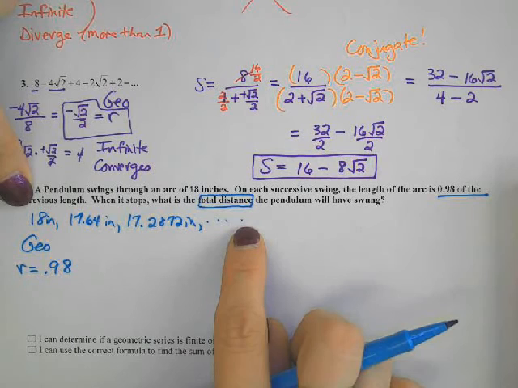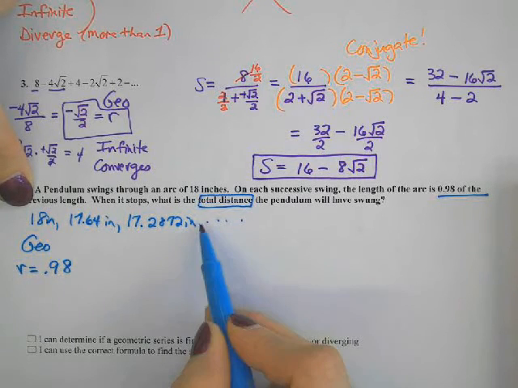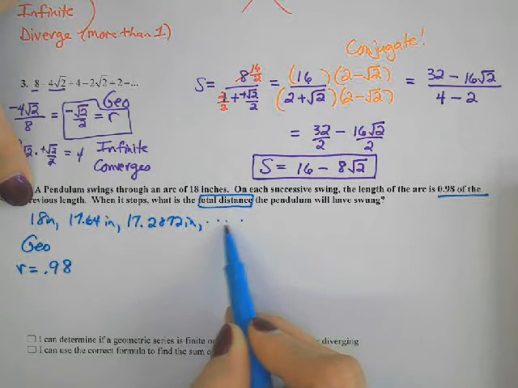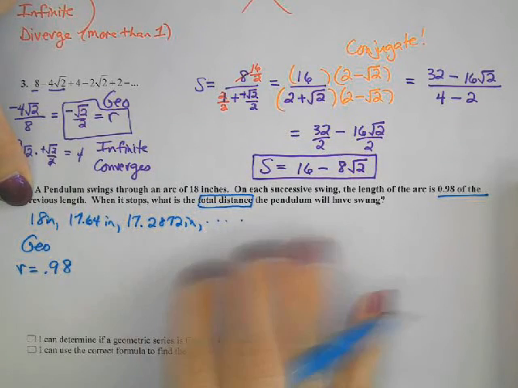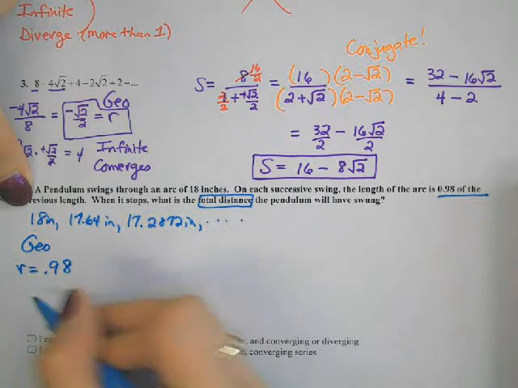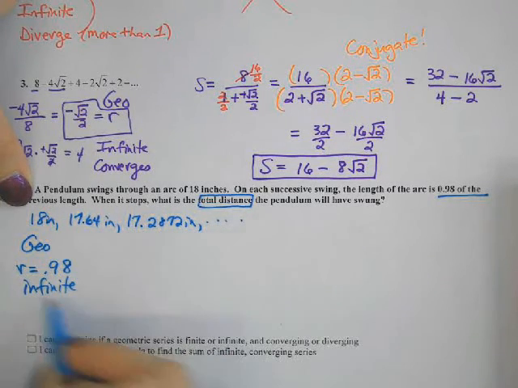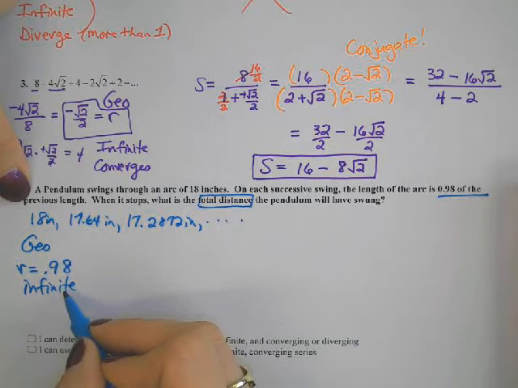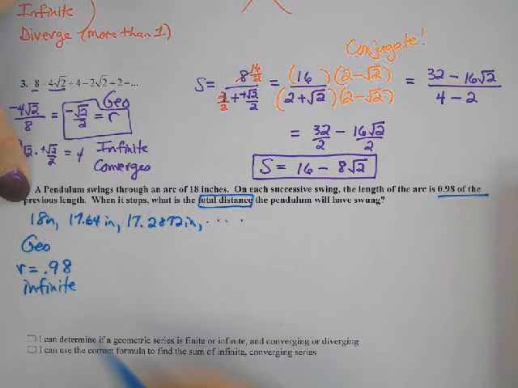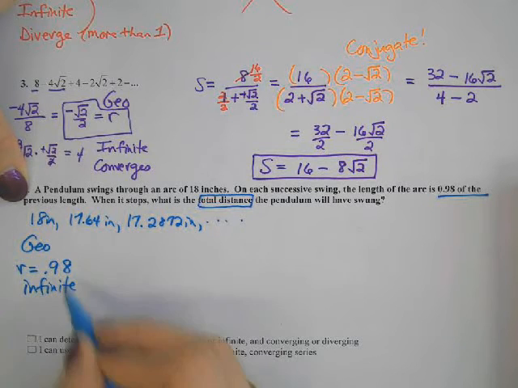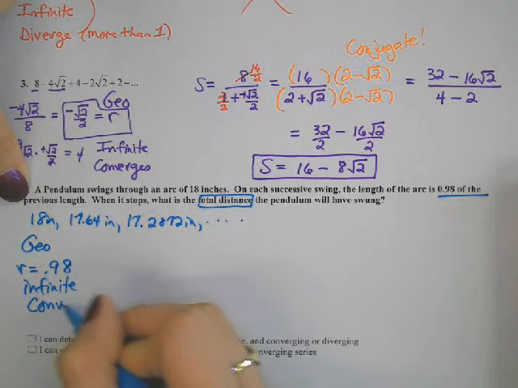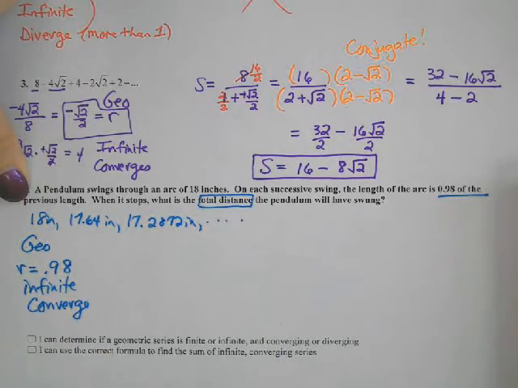Well, of course, it's not going to really go forever because gravity is going to stop it. But it can go little, little, little. And maybe it's so little the human eye can't see it. So the idea with this problem is that it is infinite. We're not going to stop it. We're going to let it go forever. Since it's geometric infinite, look at the r value and tell me if it's converge or diverge. Less than 1, it's going to converge. So of course we can add this.